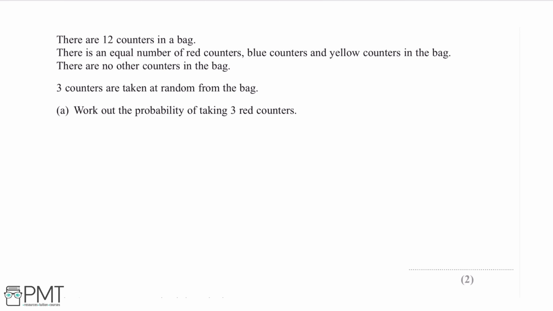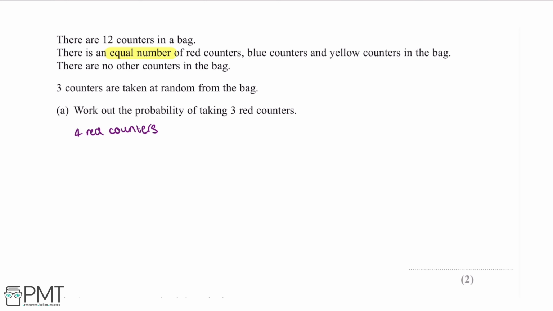So the first thing we'll want to note for this question is there is an equal number of red counters, blue counters and yellow counters in a bag. So if there are 12 counters in total, this means that there are 4 red counters, 4 blue counters and 4 yellow counters in the bag. Now the number we're interested in is the number of red counters, so we can write this down.